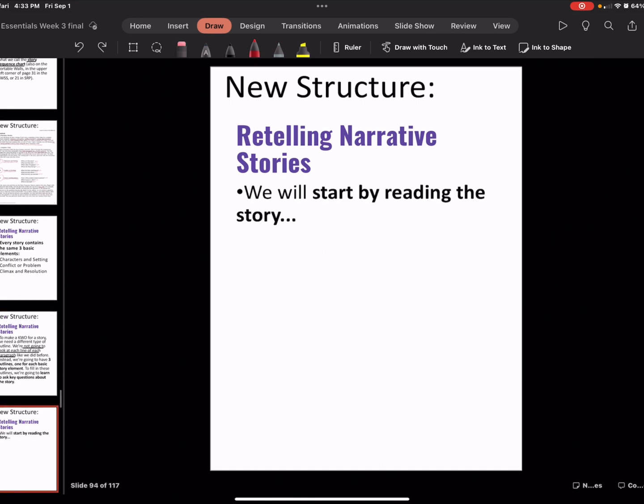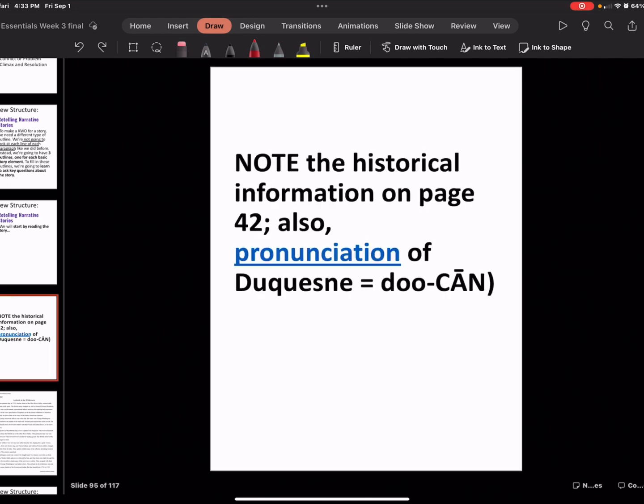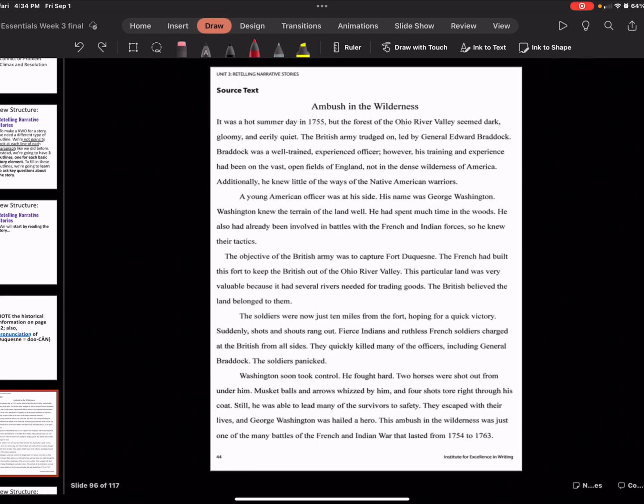We will start by reading the story. Oh, it's missing. Oh, wait, no, it's not. We have to look at this first. Note the historical information on page 42. If you would like to look at that before we start reading, you could pause and go check that out. Also, the fort that we will be reading about is pronounced Duquesne. It looks like Duquesne or Duquesne, but it's Duquesne. And I have checked that out online to make sure that's correct. Okay, so here we go.